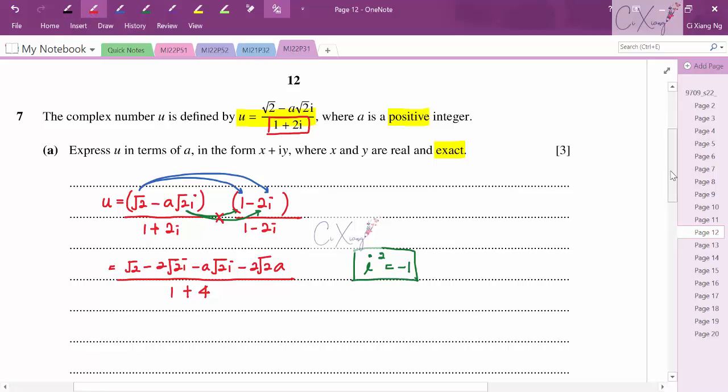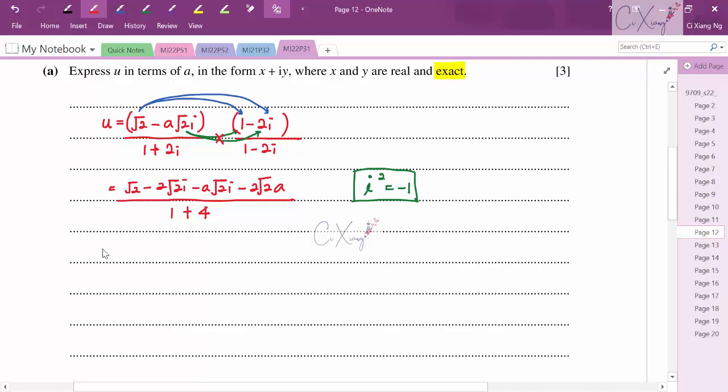From here, we try to simplify our answer. 1 plus 4 is 5, and I group all the real parts together, real number with real number. So square root 2, I will combine it with negative 2 square root 2a.